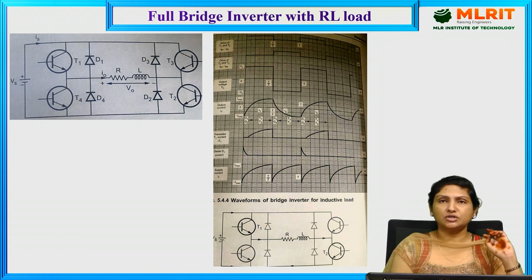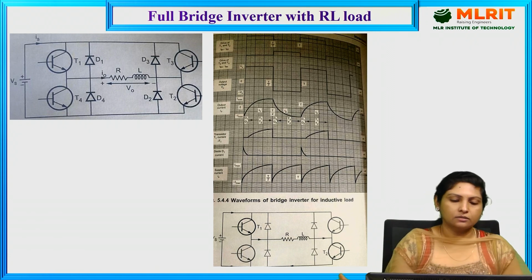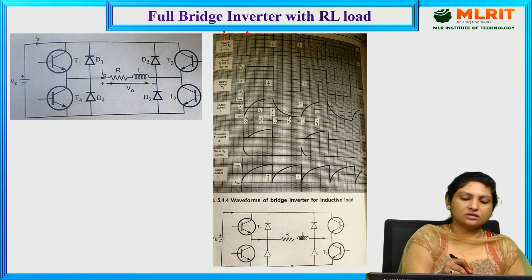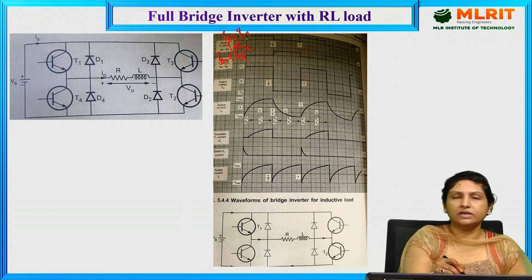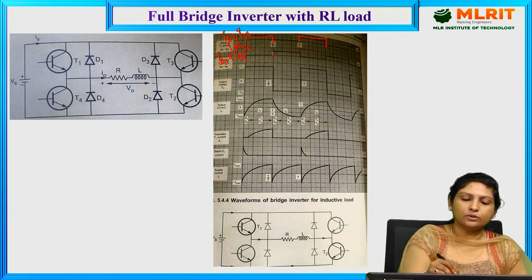Coming to the full bridge inverter with RL load. Here is the base drive for transistor 1 and 2. And this is the base drive for transistor 3 and 4. Here, 1 and 2 are conducting from instant 0 to T by 2 and again from T to the next cycle. And coming to 3 and 4, they conduct from T by 2 to T.